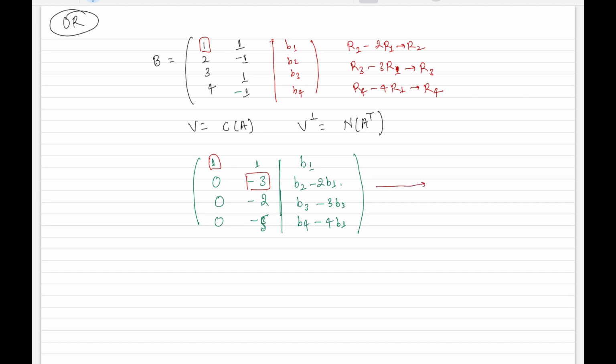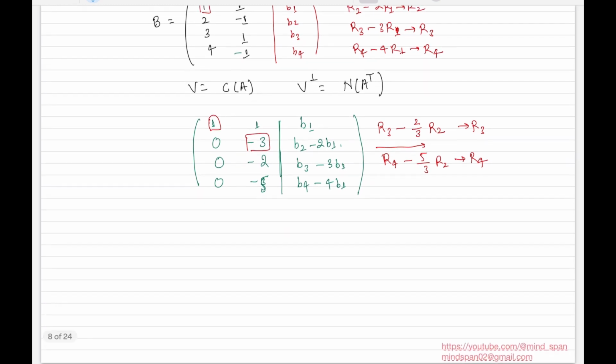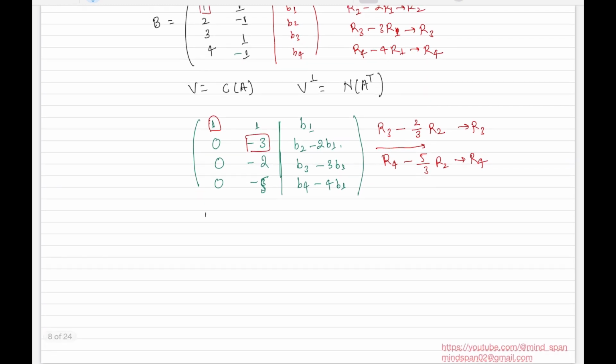So elimination step will be r3 minus 2 by 3 r2, that will go to r3, right? And R4 minus 5 by 3 R2, that will go to R4, right? And after doing this operation, we will have the matrix. First row will be as it is, second row will be as it is, and the third row we will have here 0, we will have here 0, right?